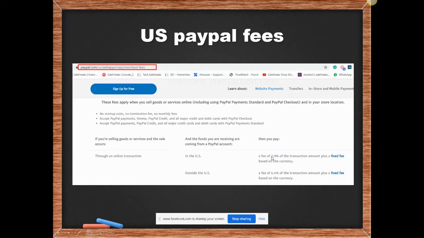If you only put 2.9%, but you make a lot of international transactions, then you're losing money. And we especially as dropshippers know what it means to lose 1%, right? It adds up. It's a lot of money at the end of the month.